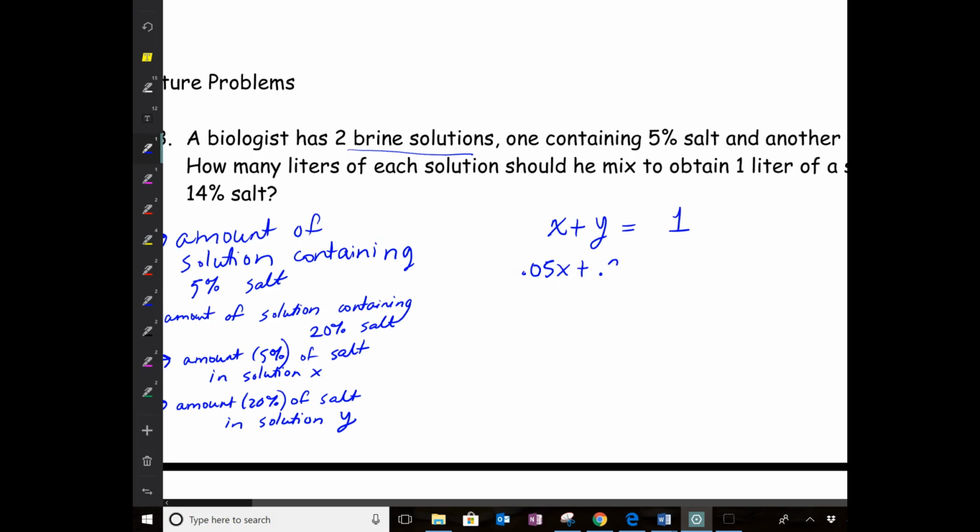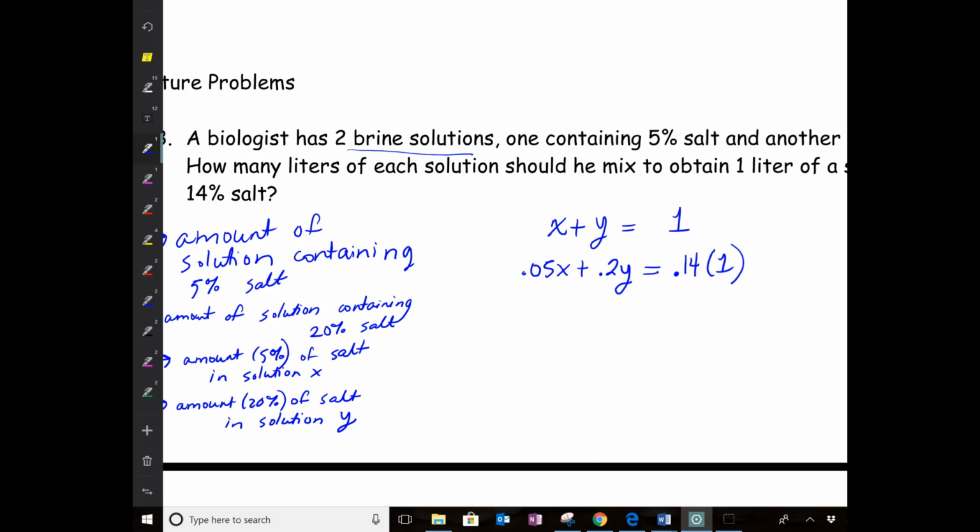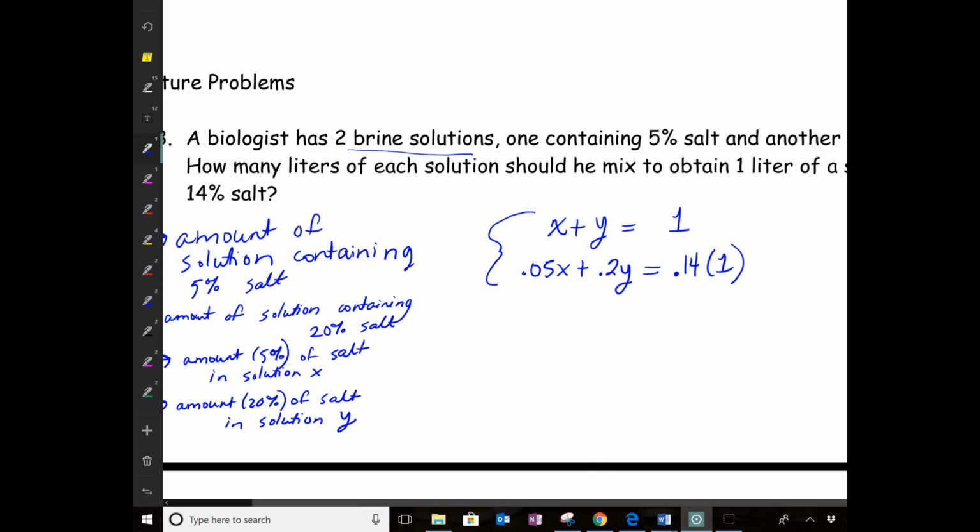Well, plus 0.2y, right? The amount of solution containing 20% is going to equal 0.14, 14% salt. So I'd say 0.14 of the 1 liter. How much salt does he want in the 1 liter? Well, 14% of salt. So 14% of 1 liter. I'm not sure how many milliliters that would be. So this would be the system that you would be using to solve.